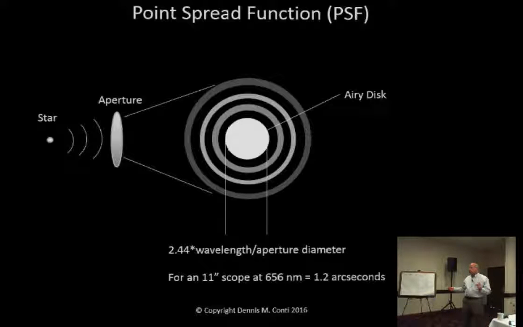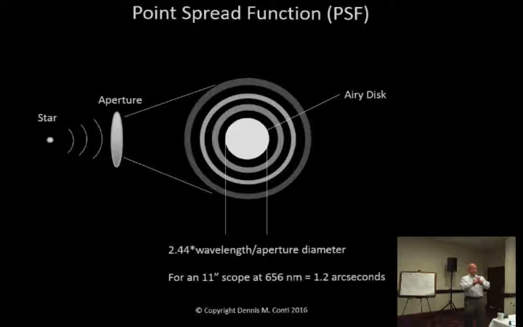the full width half maximum, what the intensity is in this center disk. I'll come to that in a minute. The formula for that disk is 2.44 times the wavelength of light, let's say 650 nanometers, divided by the diameter of the aperture. So for example, for an 11-inch scope, this distance here is 1.2 arc seconds.